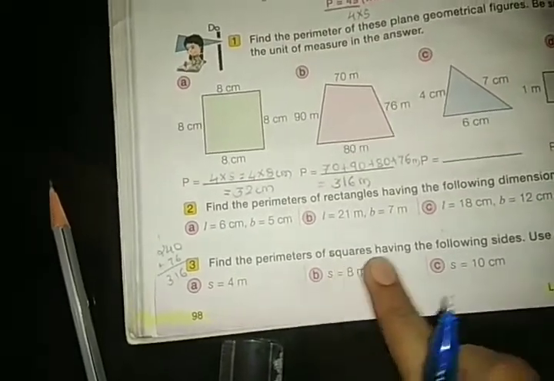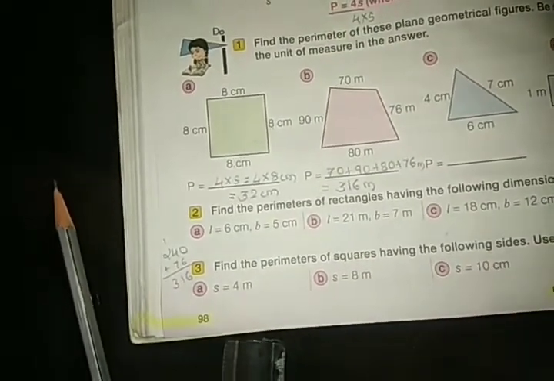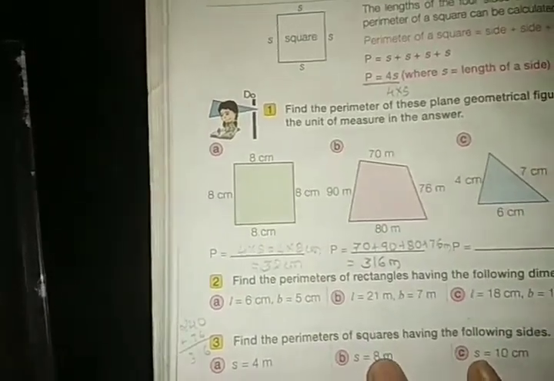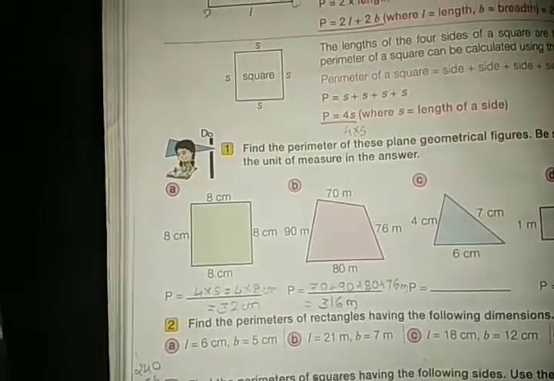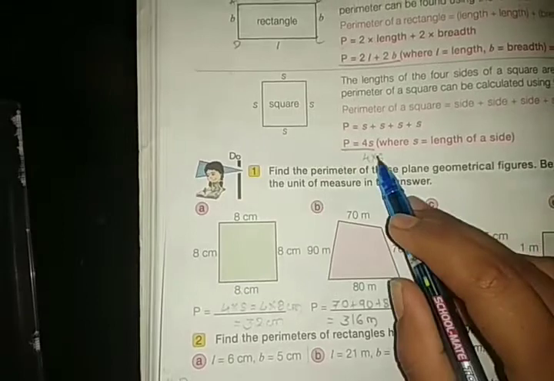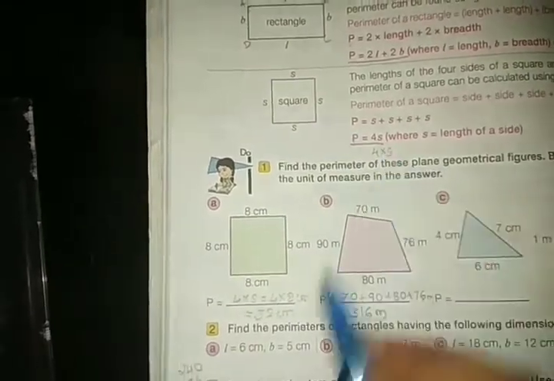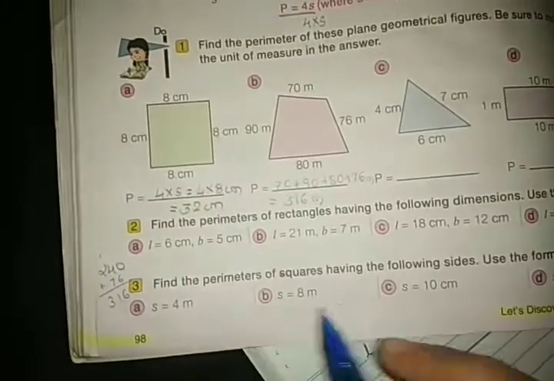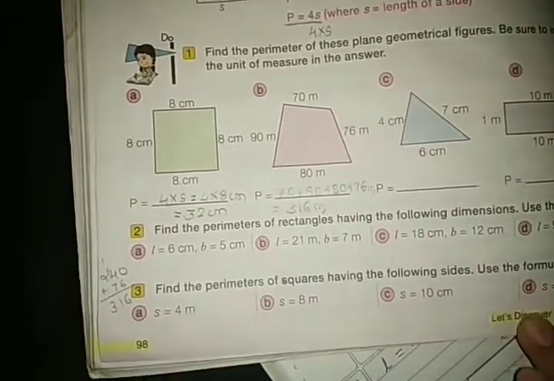Okay. And same, find the perimeter of squares having the following sides. Use the formula. Using the formula, what you have to do? You have to find the perimeter of squares. What is the perimeter of square? Formula 4s. This formula you have to use and find the perimeter of these squares. Okay. Only 4 sums are there. Find the answers and send me.